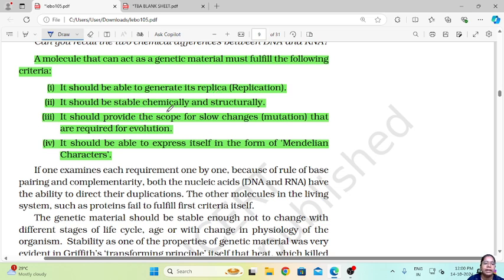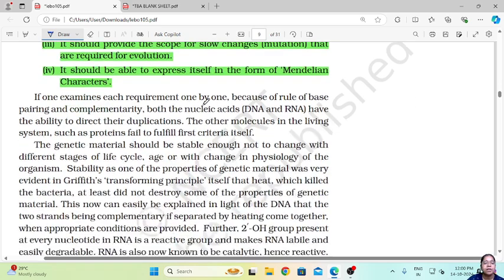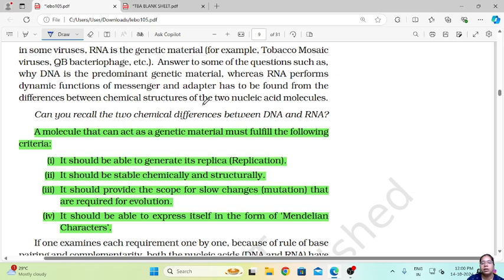It should provide the scope for slow changes, mutations, that are required for evolution. It should be able to express itself in the form of Mendelian characters, which we studied in our last chapter. So these are some important properties of DNA and RNA.